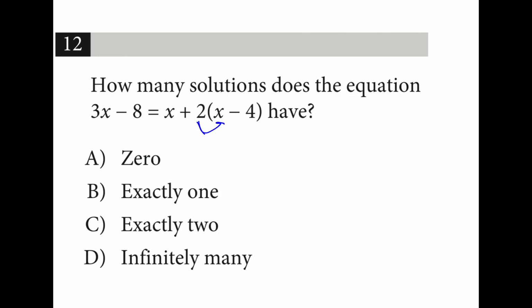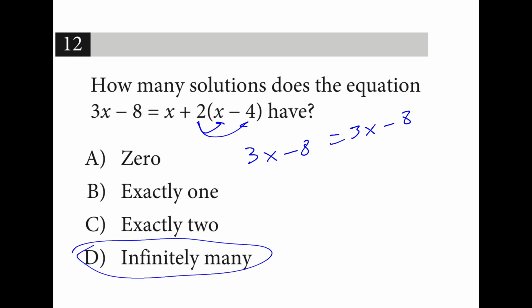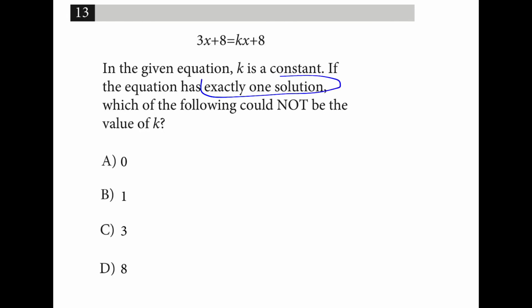If I distribute the 2, I am going to have 3x minus 8 on the right and 3x minus 8 on the left. Since they're the exact same, that means infinitely many solutions, because if I cancel everything out, I get 0 equals 0, which is a true statement. We're looking for exactly one solution, so that means 0 and infinite are no-go. So if there were 3, that would be infinite. Can't have that one.